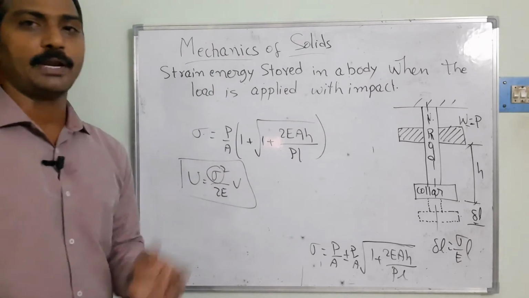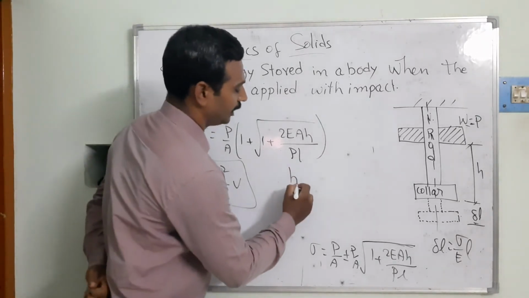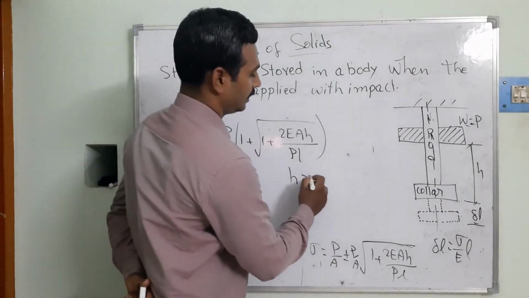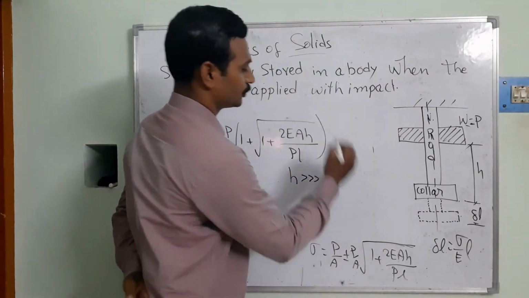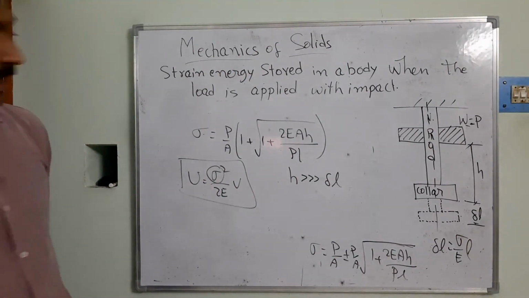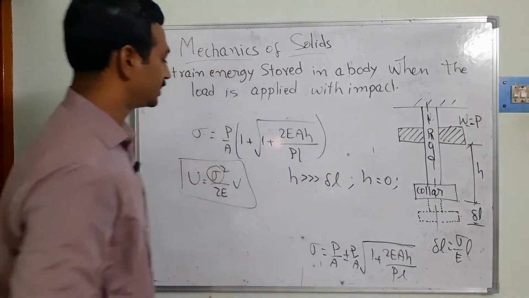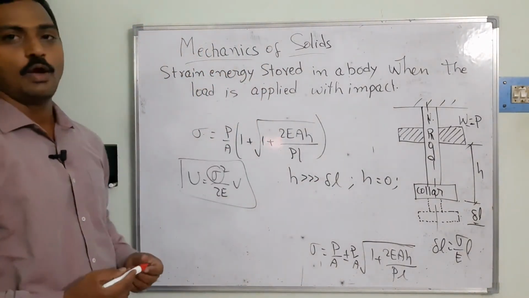There are going to be two parameters I am going to consider here. One is H greater than del L, suppose. So then what is the condition? The next condition is I am going to consider H is equal to 0. If these two conditions I substitute in this equation, what am I going to get?